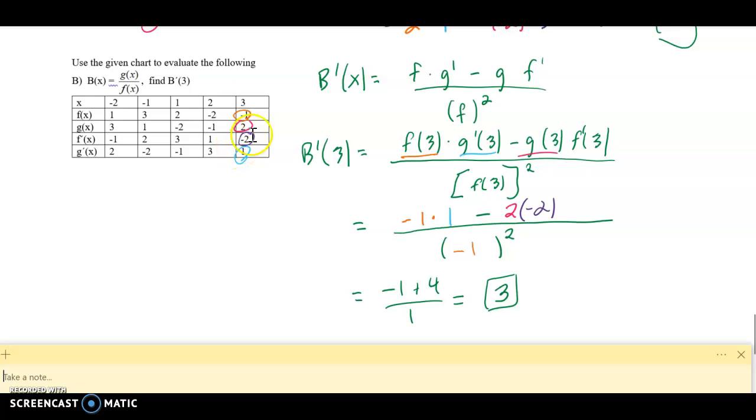Anyway, I plug in all those values. I get this, -1 times 1 minus 2 times -2. That gives you -1 plus 4, all over -1 squared, which is 1. So this simplifies to 3. So hopefully you're good with that. And once again, I said if you feel good with all this stuff, you should be feeling pretty solid for our first quiz. So that's all. Thank you. See you.